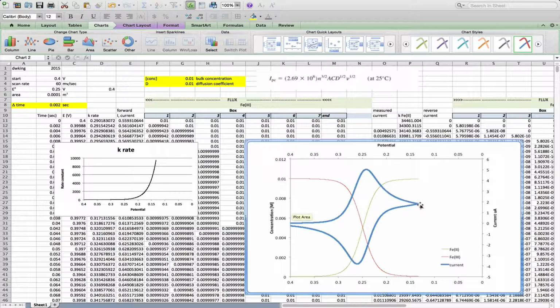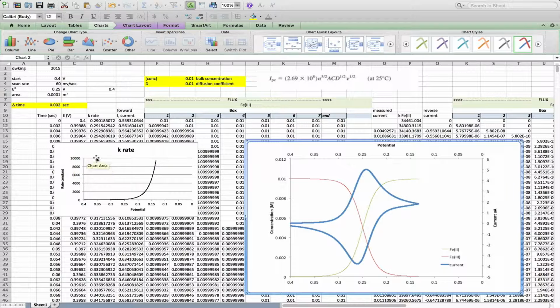We reverse our trace, come back in the other direction. We're continuing to decrease the iron 3 concentration, so the current continues to decrease, and then we get a peak in the negative currents, or in the anodic direction, as the iron 2 that's built up at the surface of the electrode gets oxidized back to iron 3. So let's look at this trace in a little more detail. And to generate this trace, I've created a computer model of the two important CV processes.